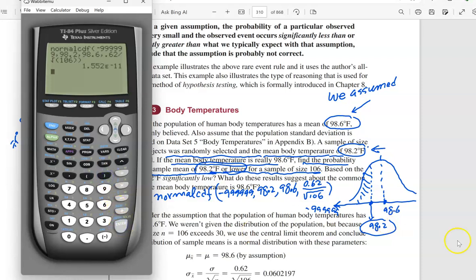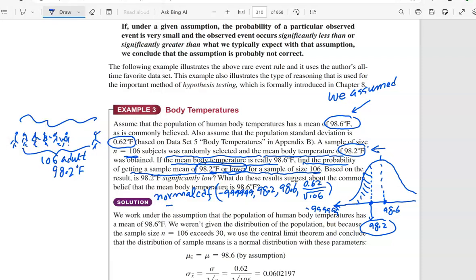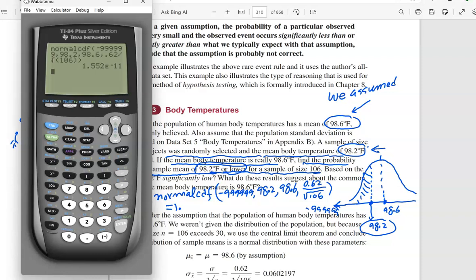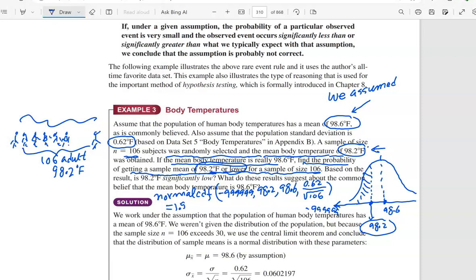So the probability is, what is the meaning of that? 1.552 times 10 to the negative 11. That means 0.0000, how many zeros? 10 zeros. Okay, so this is almost impossible.